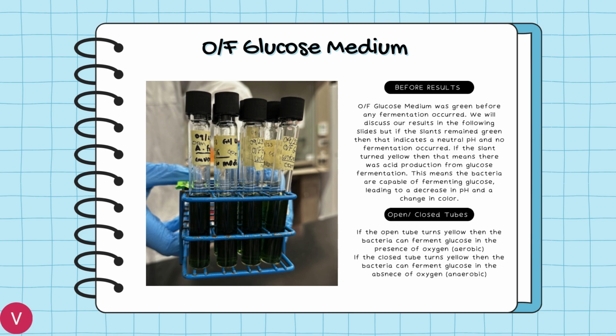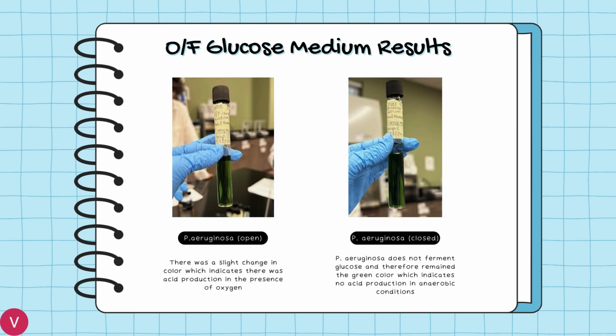For our opened and closed tubes, this is our results for the P. aeruginosa. In the open tube, there was a slight change in color, which indicates there was acid production in the presence of oxygen. And for our closed tube, it did not ferment glucose and therefore remained the green color, which indicates no acid production in the anaerobic conditions.